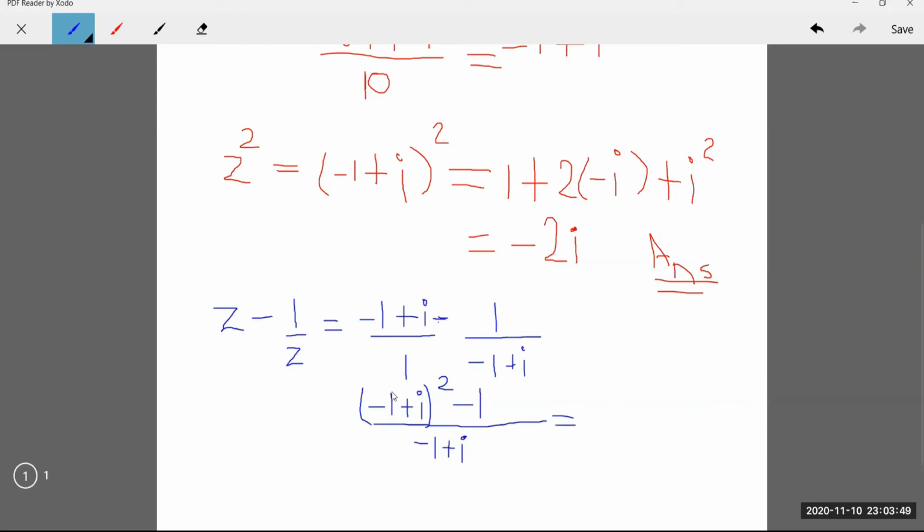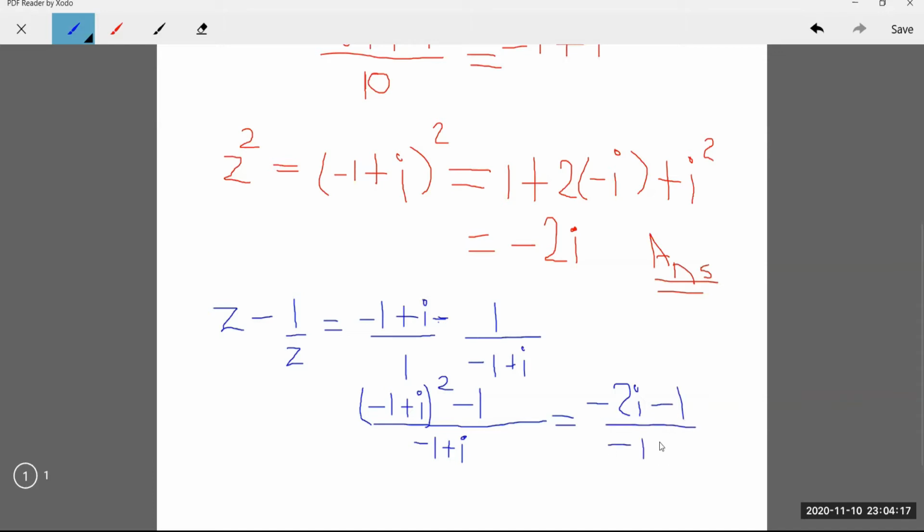Now, we just found z squared. You see that? They gave us a piece. If we were doing it the other way, we'd have to do too many calculations. We already found z squared, so we can just write minus 2i minus 1 over minus 1 plus i.